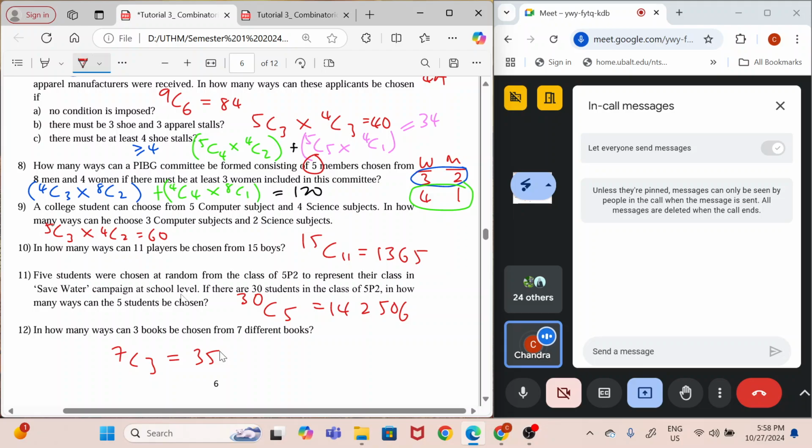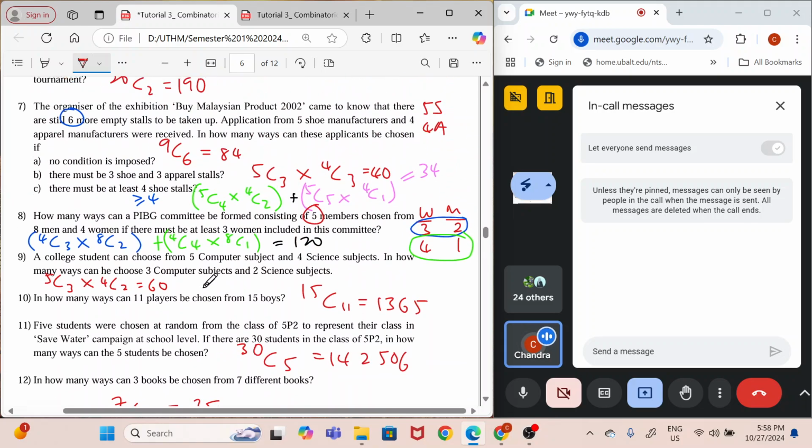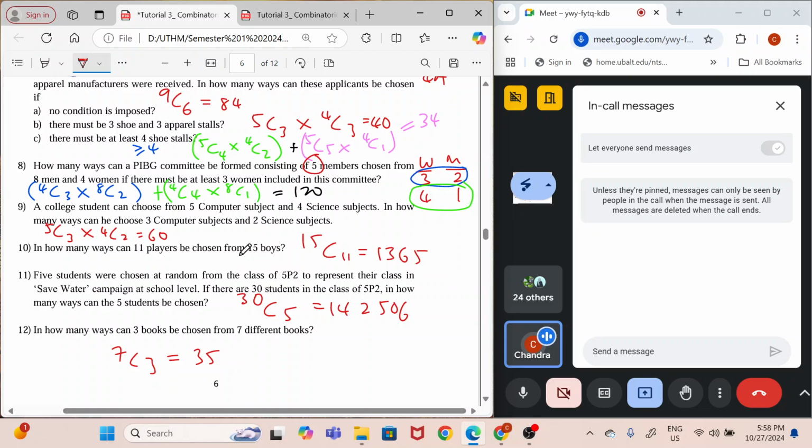So the rest you try to do until 50. I think I have a recording, I will try to share the other answers for this one, so that we can finish the combinatorics tutorial faster. And when you finish, you come back to UTHM after the semester break. You can ask me any doubt regarding combinatorics.